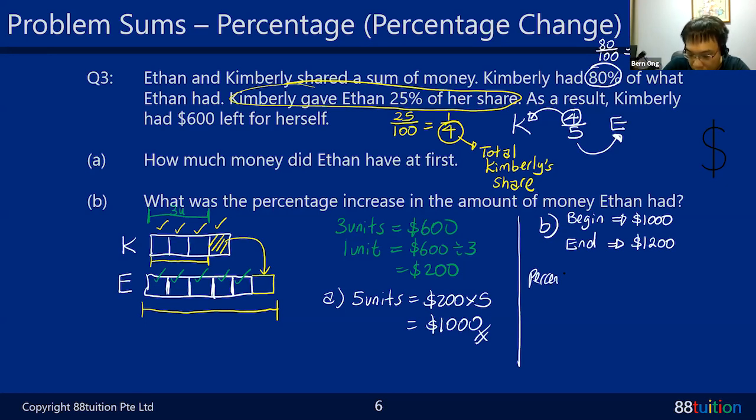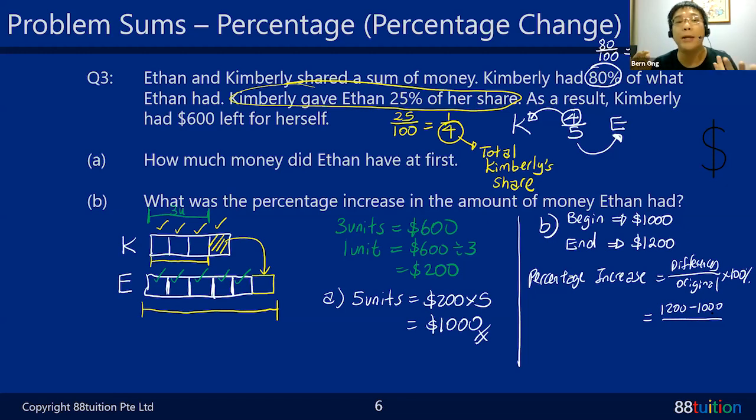I know the formula. Percentage increase, or percentage change, is equal to differences over the original times 100%. What is the meaning of differences? Big minus small. 1,200 minus 1,000 over the what? Tell me, what is the original? All right, original will be the beginning. You start off with 1,000. That's the original, times 100. And that will give you a mental calculation again.